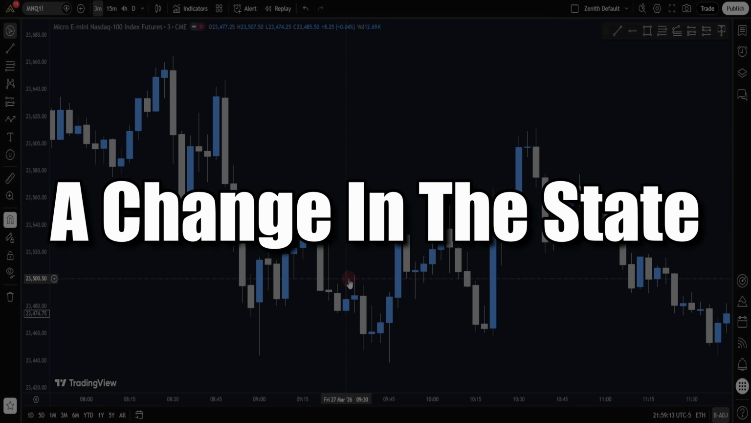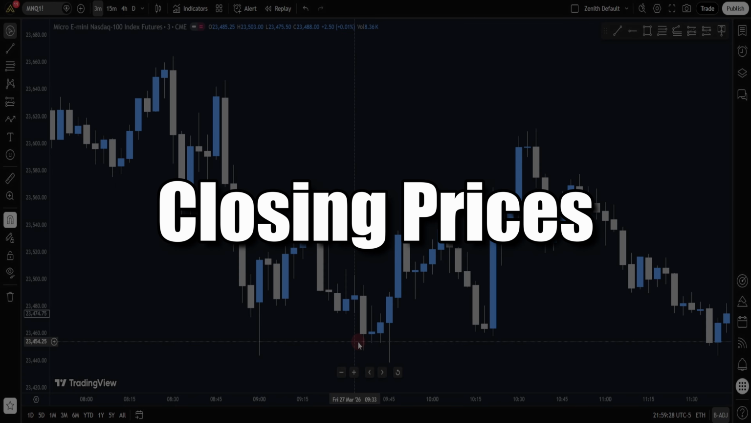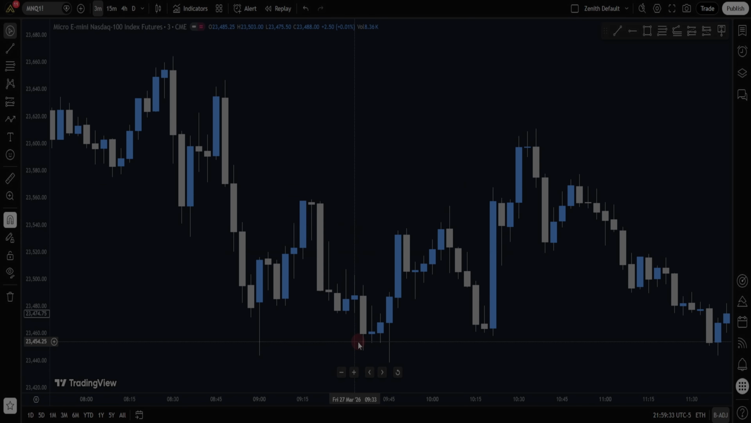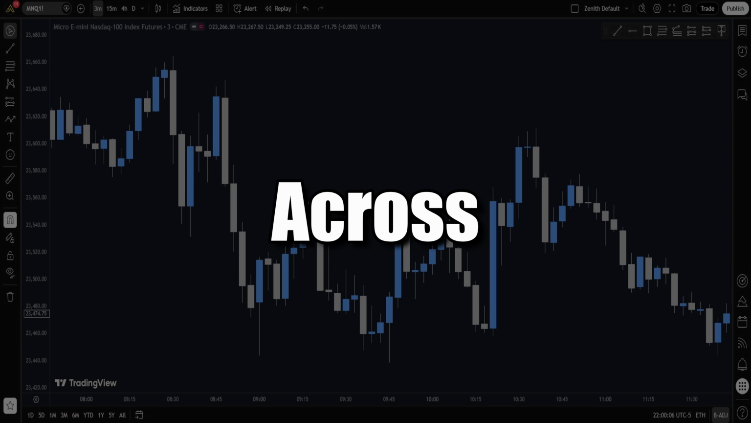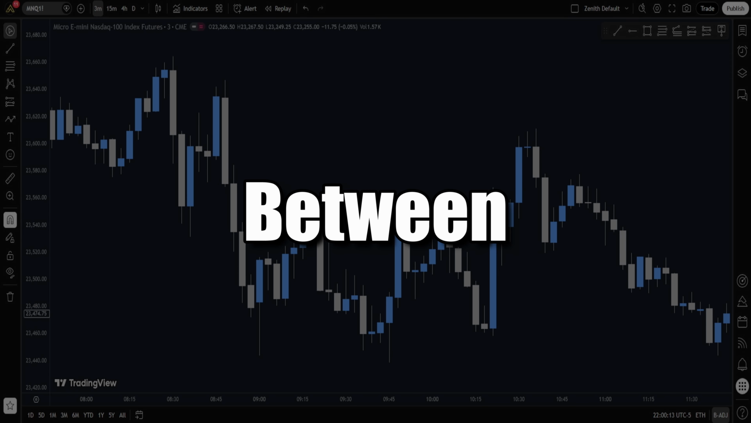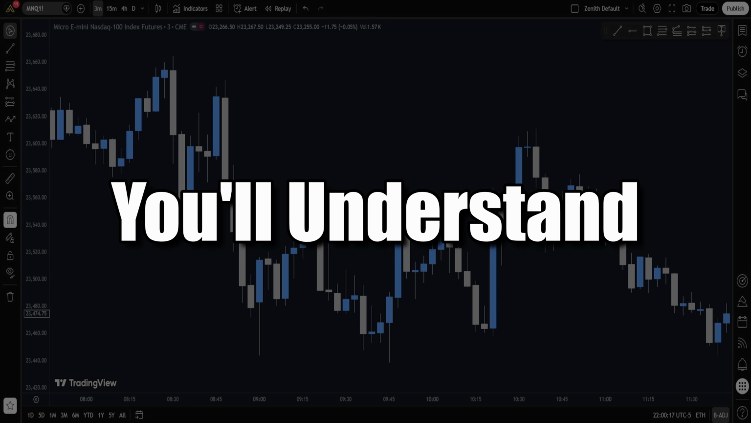So what separates a change in the state from a break of structure? The difference between the two are the closing prices. A break of structure is simply price going past a previous swing high or low instead of following the trend. But for a valid change in the state, price must close across the opening of the most recent opposing candle or series of candles between the two most recent swings. It may sound confusing at first, but you'll understand soon enough.